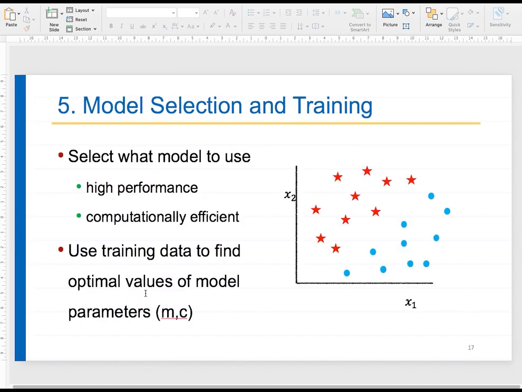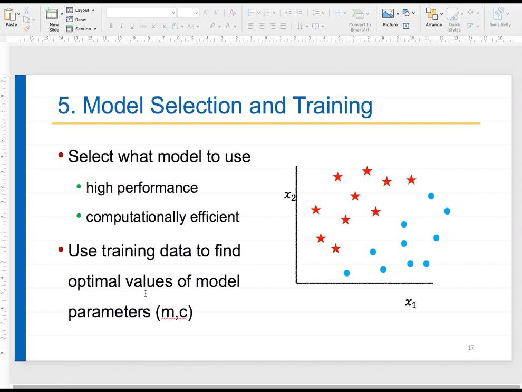Then, model selection and training. Okay, now you got your data, you extracted good features from there, you have your labels also. Now what do you do? So you've got your X, you've got your Y. Now come to the middle part, which is the model. You have to find out what model you want to use. It could be neural networks, it could be SVMs, it could be decision trees, it could be linear models. So you have to choose your model.